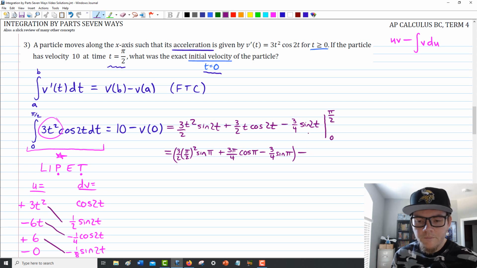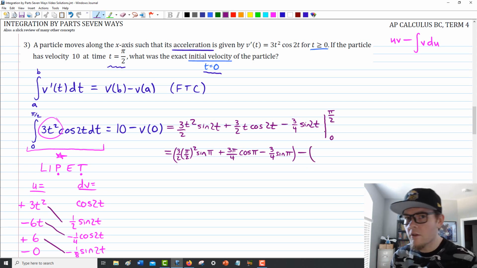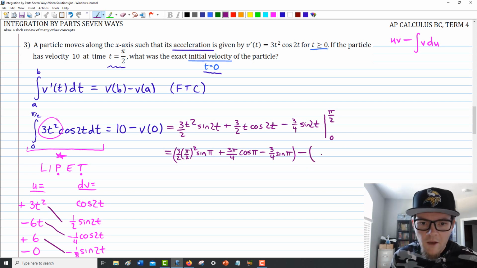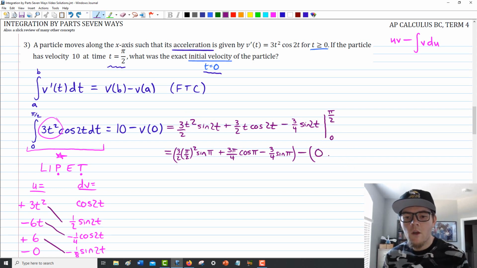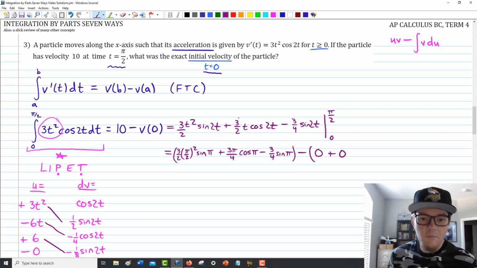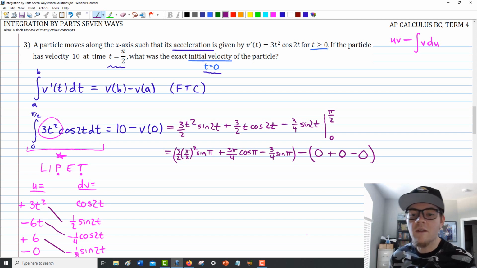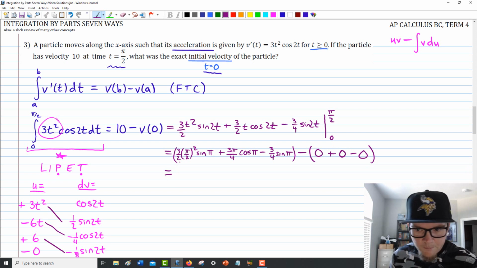Good stuff. On our next term, when we plug in 0, don't just assume it's 0 because it isn't. If we plug in 0, we'll get 0 for the first term because of the t. We'll get 0 for the second term because of the t. And we'll get 0 for the third term because of the t. Ha, got you. I got you to stick with it. It was indeed 0 as it turned out this time. So it's really all about that first term.